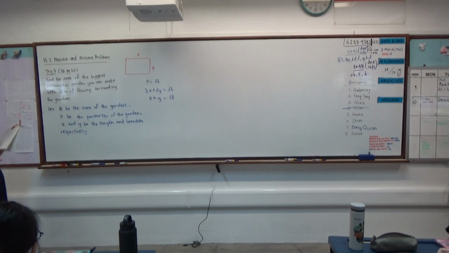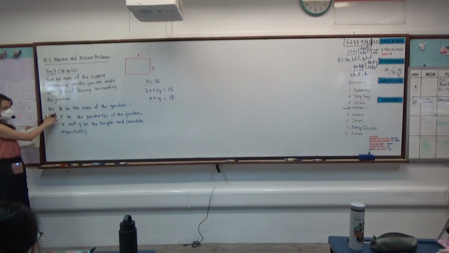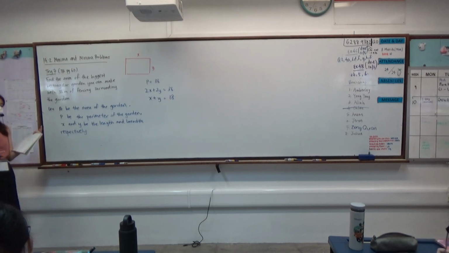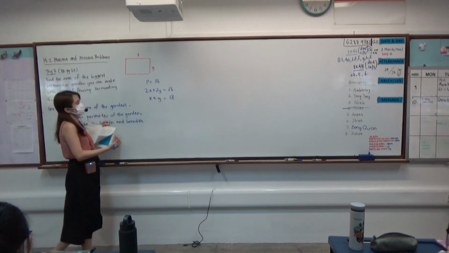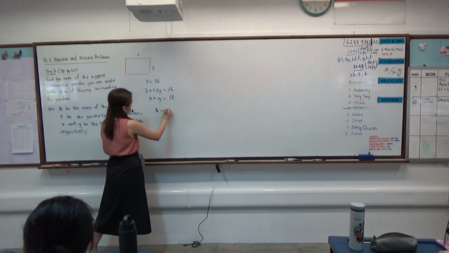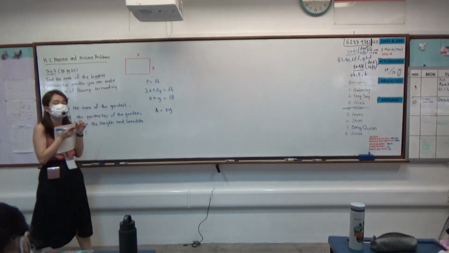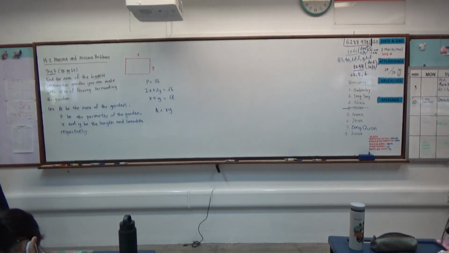Another equation that we can form is by making use of the area, but there's no other information given about the area other than knowing that it's a rectangle, so the area will be length times breadth, so A is equal to xy.